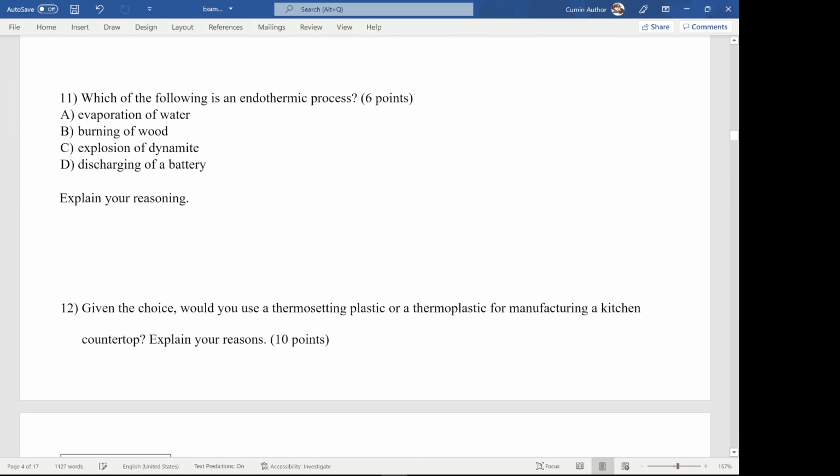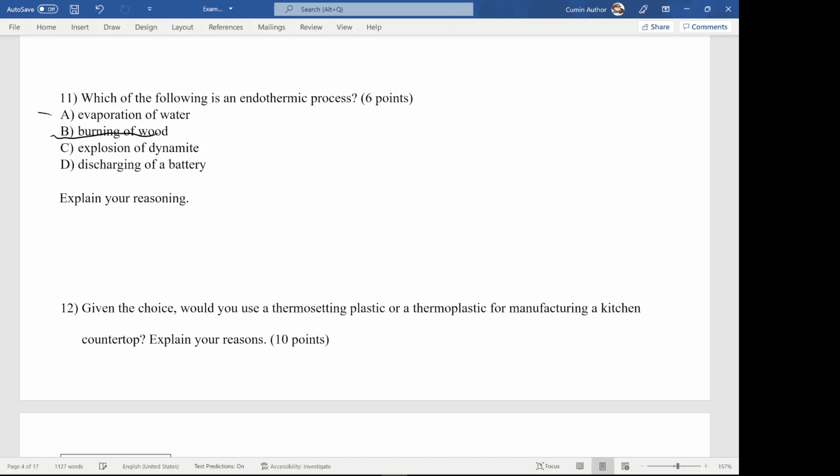And then we have, which of the following is an endothermic process? And so this is just a matter of, endothermic means that it is absorbing, it is requiring energy. So we could just work on a process of elimination to check. So for evaporation of water, maybe, but not definitely one way or the other, just on the most simplest basis. Burning of wood, producing lots of flame. So that's exothermic, that's releasing lots of energy. So it can't be that.